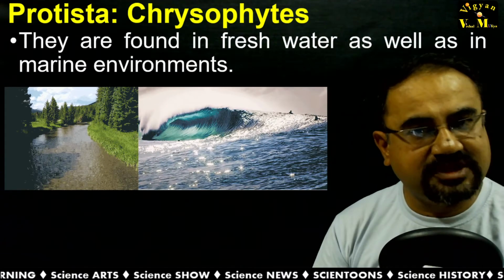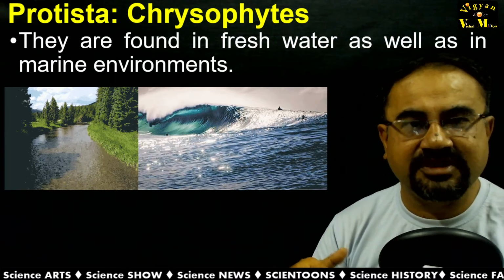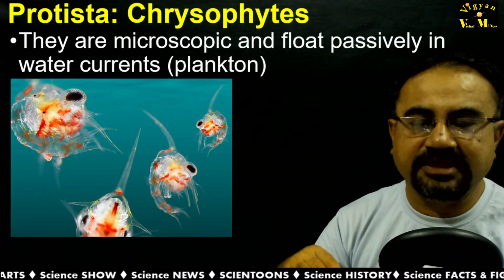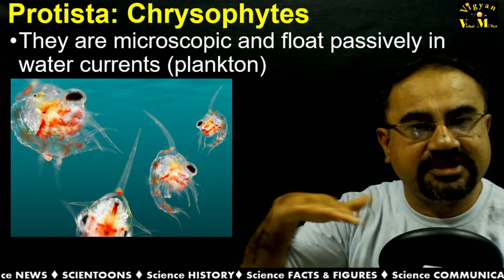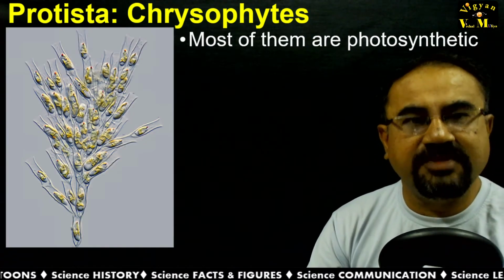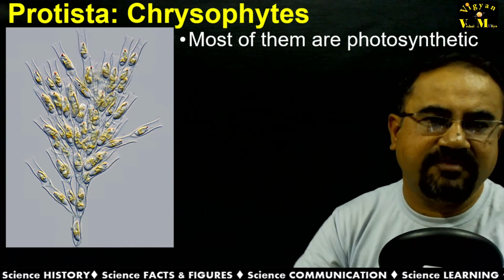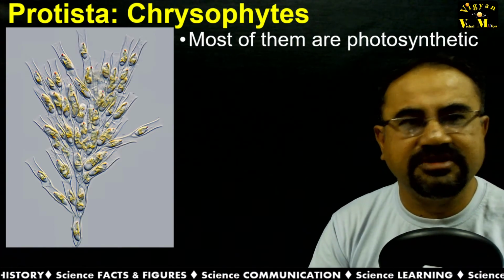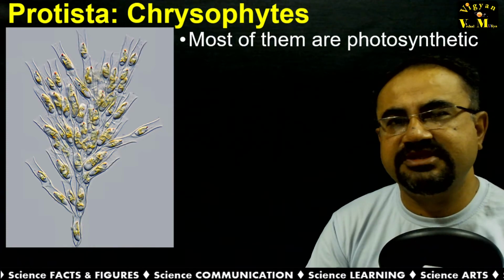They are found in fresh water as well as in marine water. They are microscopic. They float passively with the water current, so you can say they are planktons. Many of them, or most of them, are photosynthetic in nature. They do their photosynthesis.